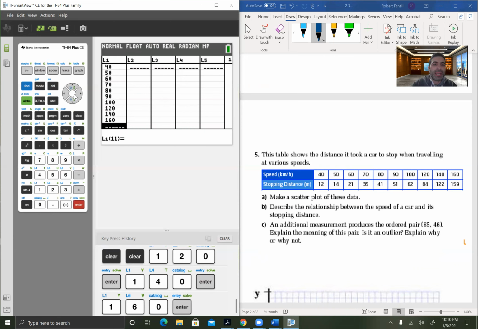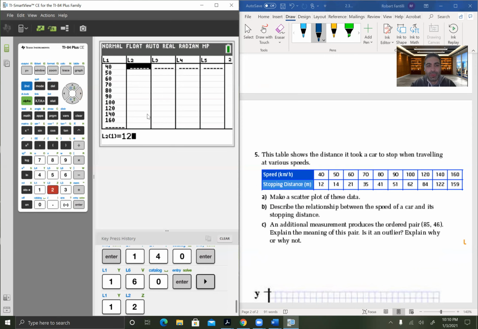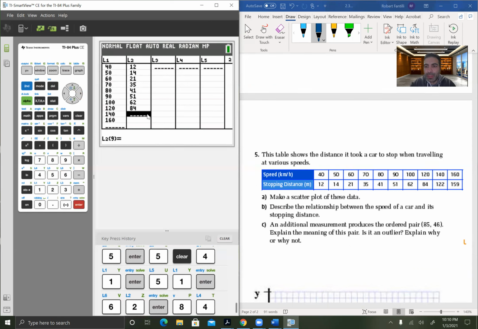Then I'm going to use my right arrow and tab over to the right, and I'll have list 2. List 2 will be the stopping distances. So in this case, 12, 1, 2, enter, 14. Make sure you're typing those in properly. Don't try and rush. Okay. You can pause the video if you like or what have you, or try and keep up with me here.